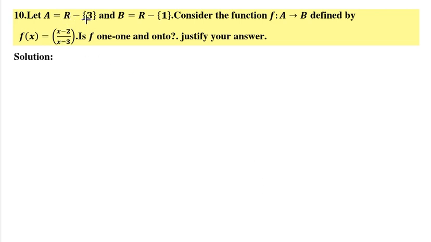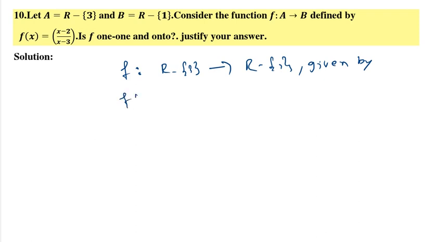Let A be the set of all real numbers other than 3, B the set of all real numbers other than 1. Consider the function f mapping from A to B, f of x equal to x minus 2 by x minus 3. Is f 1 to 1 and onto? Justify your answer. So what is the given mapping? f mapping from R minus 3 to R minus 1 and given by f of x is equal to x minus 2 by x minus 3.